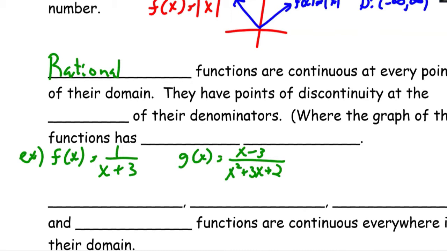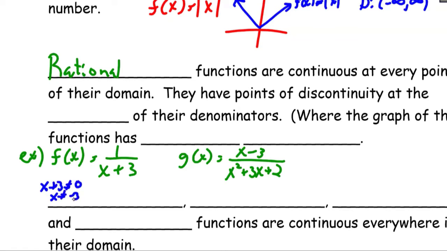So let's talk about finding the domain of rational functions. What is the domain of f of x here? How do we figure out its domain? What x's work and what x's don't work? What do we know we can't do? We can't have a zero on the bottom. So to figure out what doesn't work, you always set your denominator not equal to 0. So I know x cannot equal negative 3.